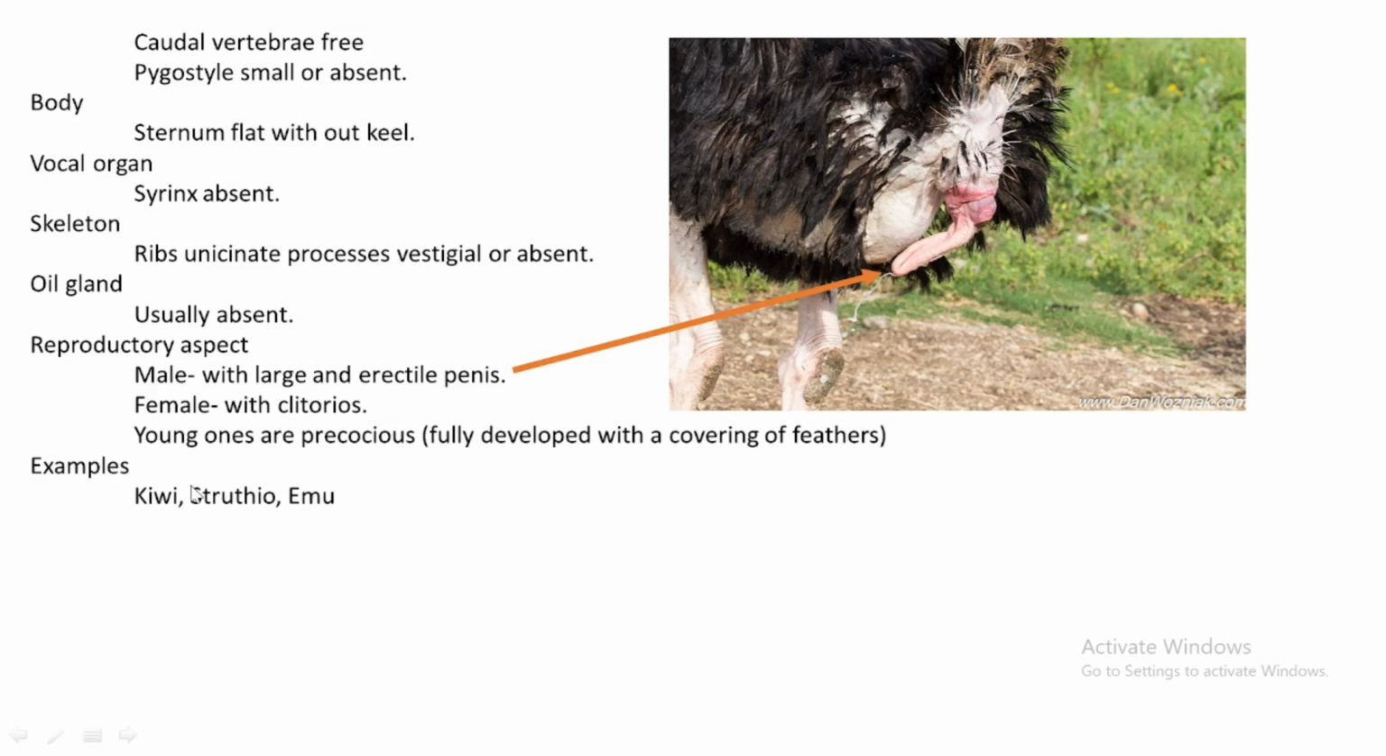Examples for this type of birds are kiwi, struthio, and so on. For learning about its examples, we can have another class in the next section. By this, we can stop here. Thank you.